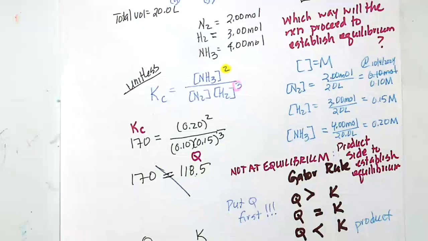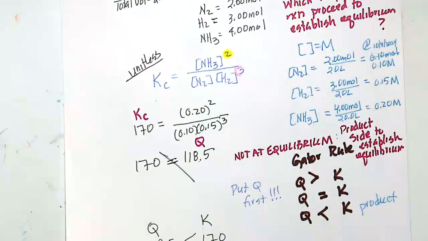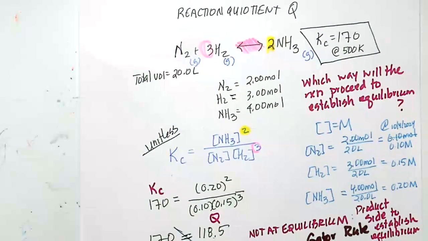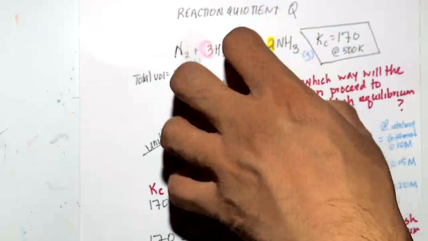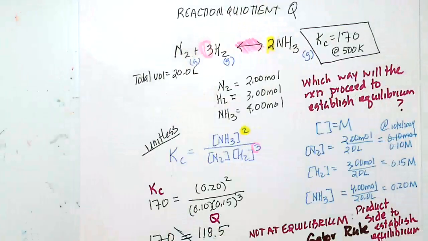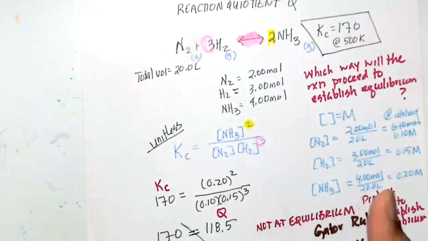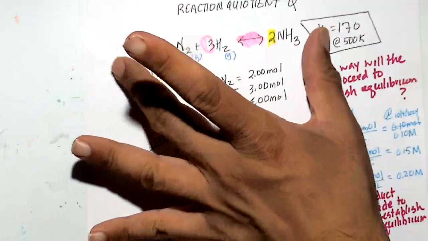We're not adding or removing anything. This is how it is, and as it is, it's going to move to the right to get to equilibrium. Now, the next problem we'll do, Le Chatelier's, it's already at equilibrium.